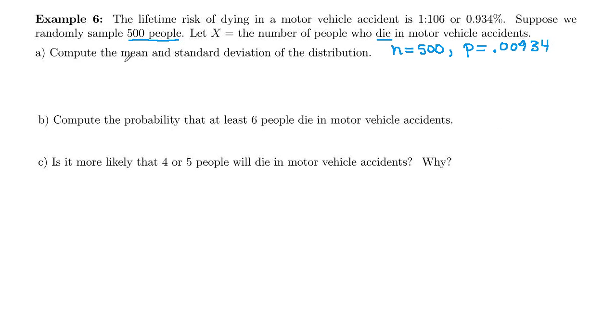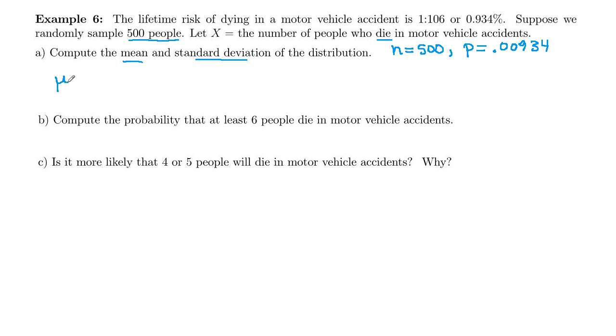So we want to compute first the mean and the standard deviation of the distribution. So this is a binomial distribution, only 2 outcomes, either they die or they do not. All of the samples are identical, all the trials are identical. Probability of success is the same all the time, so probability of death is the same all the time, and the trials are independent. So they're independently picking these people because it's a random sample.